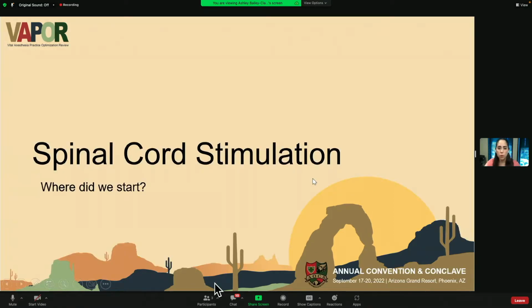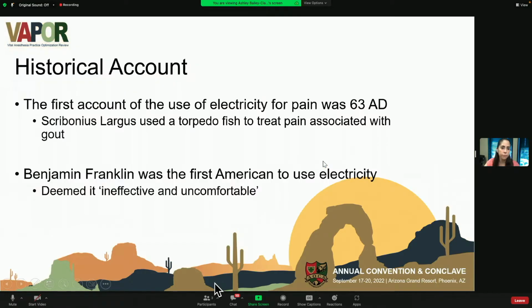So, spinal cord stim, where did we start? The first account of the use of electricity for the treatment of pain was in 63 AD. Scribonius Largus used a torpedo fish to treat pain mainly associated with gout. In the U.S., our own Benjamin Franklin was the first American to use electricity, but he deemed it ineffective and uncomfortable. For the record, he was using relatively high voltages. So yeah, I could see how that wouldn't be very comfortable for our patients.